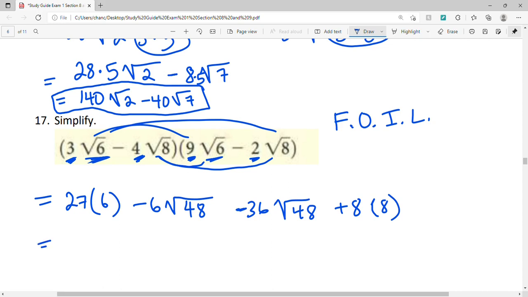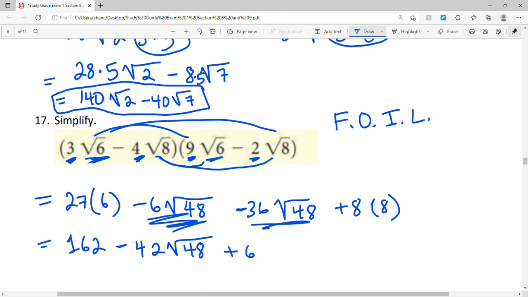27 times 6 is 162. And then we could collect like radicals here. Negative 6 root 48 and negative 36 root 48 is together negative 42 root 48. And we have 8 times 8, which is just 64. We can now simplify 162 and 64. That makes 226 minus 42 root 48.